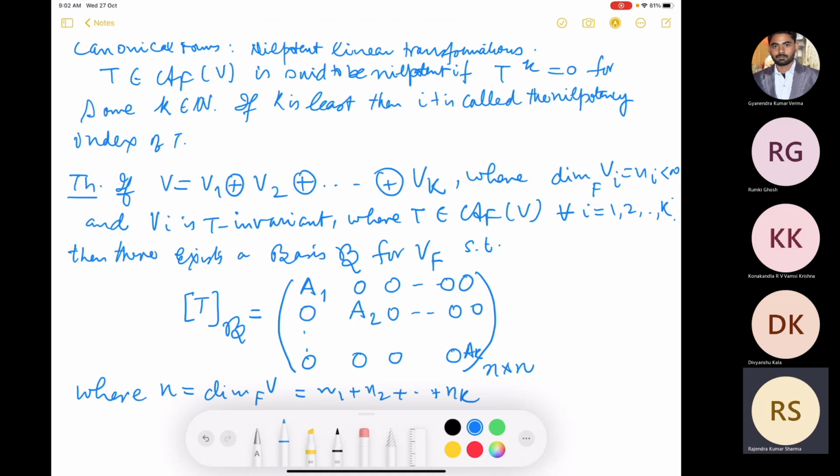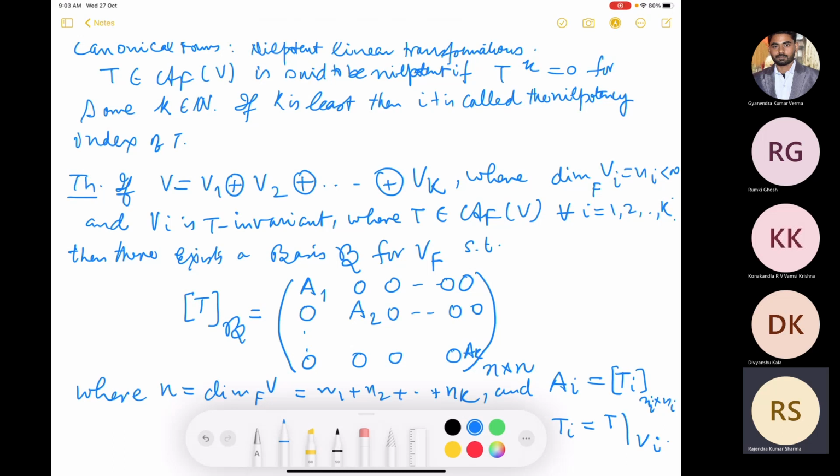And what are these matrices? Ai is the matrix of Ti, and it is Ni by Ni, where Ti is the restriction of T on the vector space Vi. This is what we want to prove.